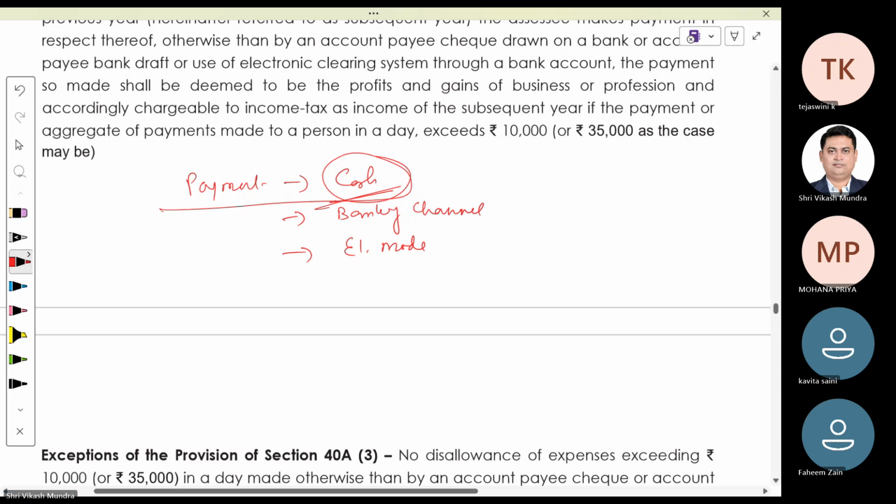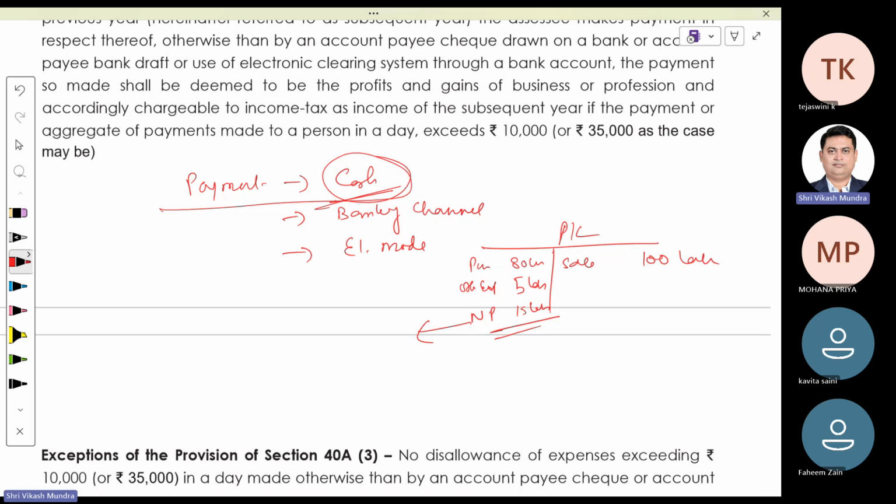Suppose my income, generally what happens? I calculated this is my P&L. My sale is say rupees 100 lakh. My purchase is say 80 lakh. Other expenditure I made through cheque, through banking channel, say 5 lakh. So my net profit is rupees 15 lakh. On this 15 lakh, I am required to pay tax to the government, which comes to around 1,50,000 plus 4% cess if I am under the new tax regime. But one fine, I am required to pay 1,50,000.